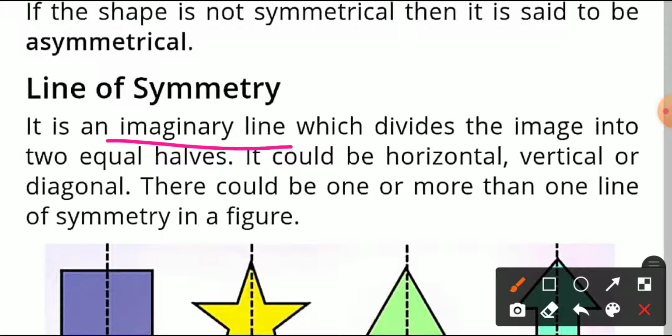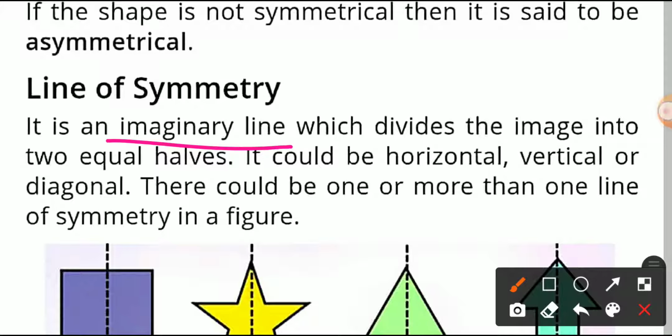Suppose you are looking at your wall, you can imagine a line on it and you can imagine whether these two parts are symmetrical or not. Every time we are doing the same thing. So the line could be horizontal. Horizontal means along the surface. Vertical means straight lines like a pole, or diagonal. Diagonal in the sense from top left-hand to bottom right-hand.